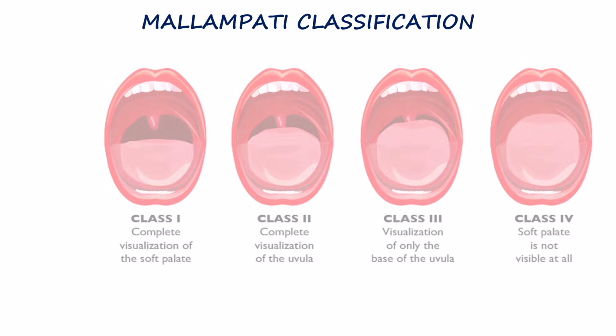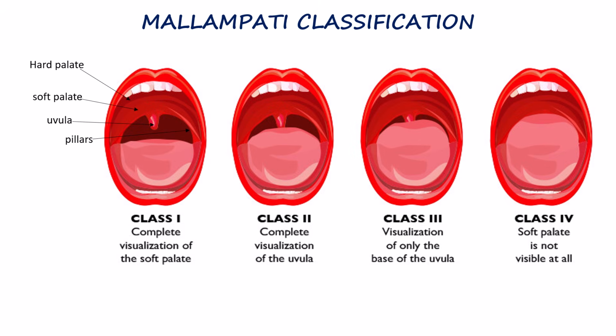M in LEMON stands for Mallampati, referring to the modified Mallampati classification, which assesses the visibility of certain structures during maximal mouth opening with the tongue protruded. The patient is seated upright, instructed to open the mouth fully and stick out the tongue without making any sound. The examiner notes the structures visible.